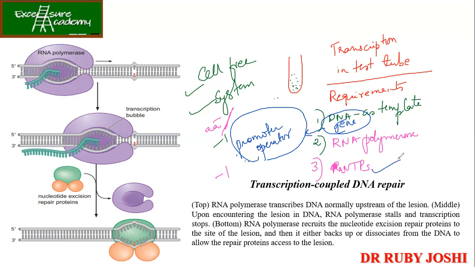So RNTPs are of course required, RNA polymerase is required, but in order to start the transcription, what are the main important things? So promoter, operator, we will need all these. Inside the cell, they can form a hairpin or loop structure, and the promoter and operator can be brought together. But if you are doing it in the lab, in the test tube, then all these things should be present in the gene. Then only the required proteins and RNA polymerase can come, bind, and start the transcription.